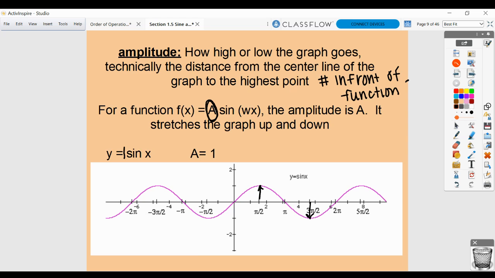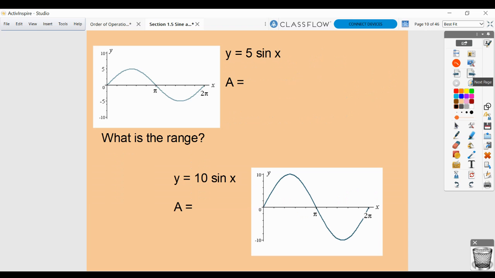So if we look at these two examples, I have y equals 5 sine of x. What is the amplitude? The a is always in front of the function, so the amplitude would be 5. And if you look at the graph, it's how high and how low it goes. If you look at the next one, you have y equals 10 sine of x. So again, amplitude is 10. How high and how low?